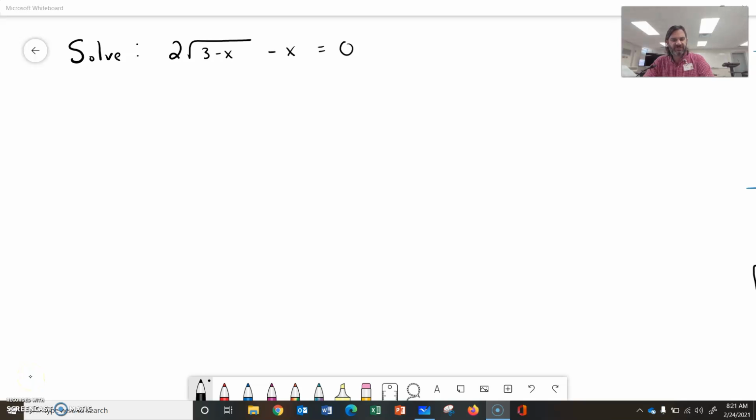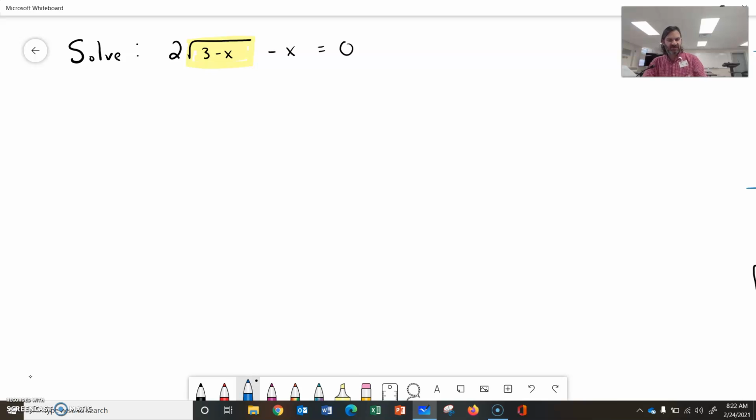Okay, we're solving a square root equation, and in doing so, if I only have one square root, I like to get it by itself. The equation I start with is 2 times the square root of 3 minus x, and then on the same side, minus x equals 0. So I want to get this square root of 3 minus x by itself.